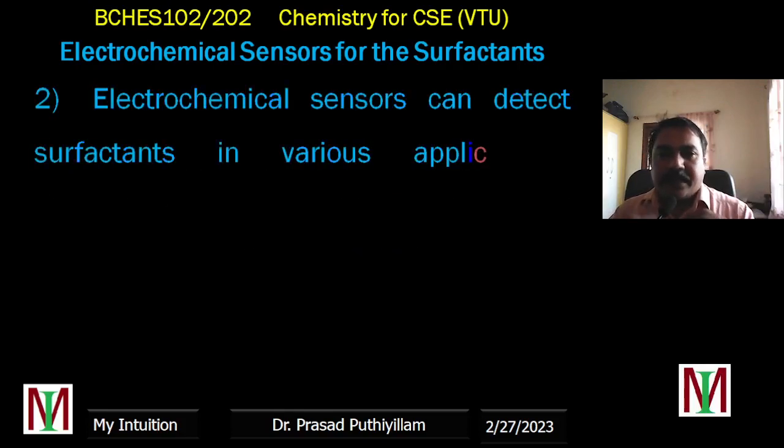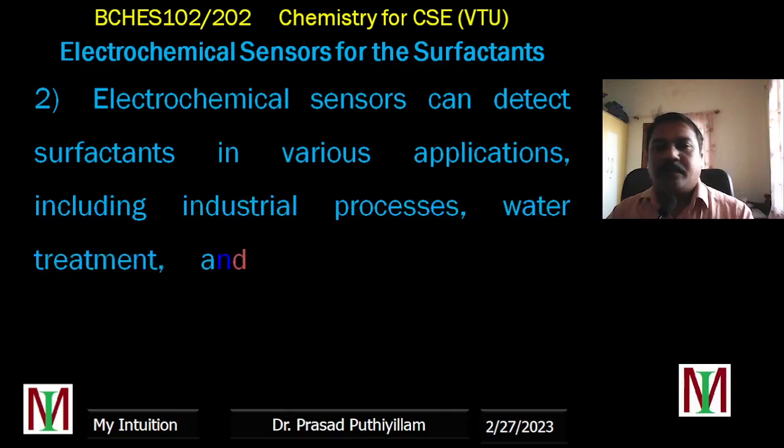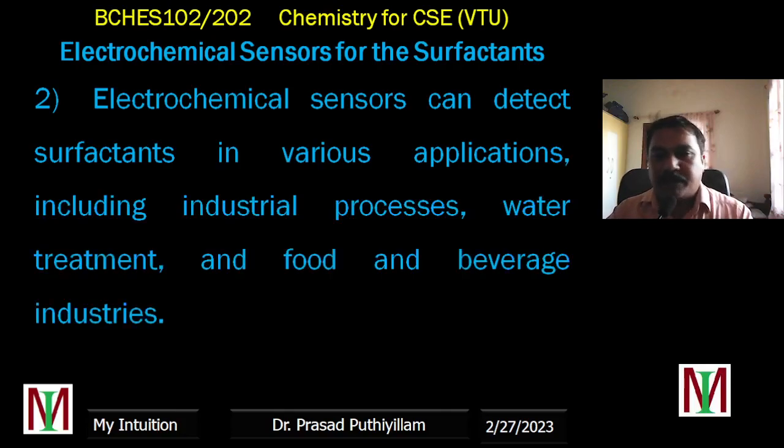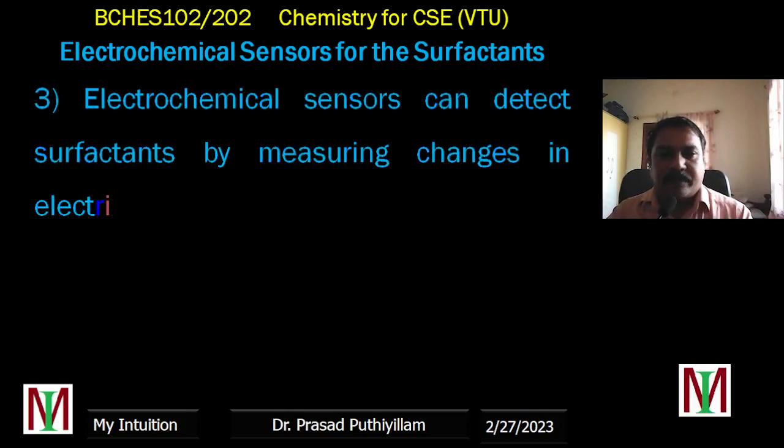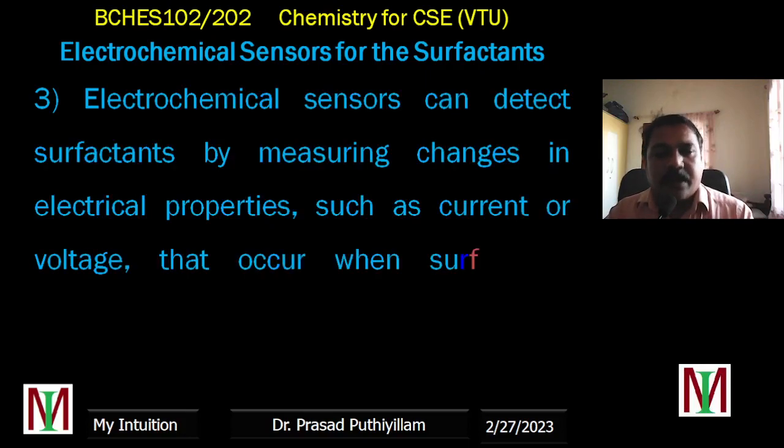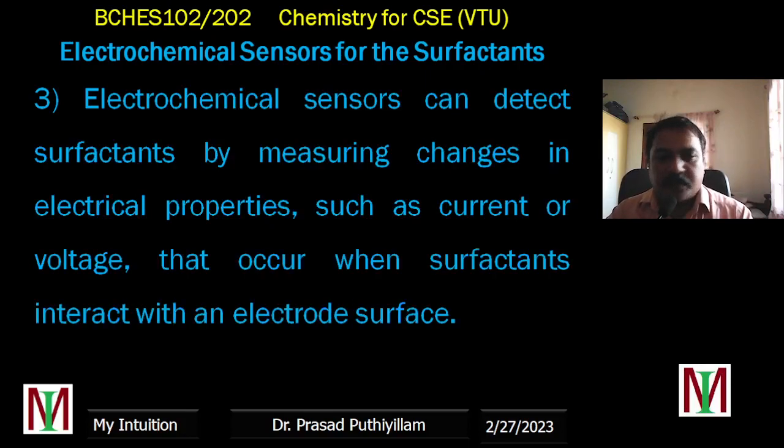Electrochemical sensors can detect surfactants in various applications, including industrial processes, water treatment, and the food and beverage industries. Electrochemical sensors can detect surfactants by measuring changes in electrical properties, such as the current or voltage, which occur when surfactants interact with the electrode surface. The same explanation which is given earlier.